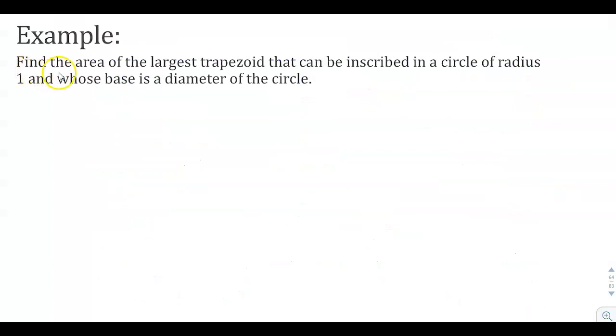In this next example, we're going to find the area of the largest trapezoid that can be inscribed in a circle of radius 1 and whose base is a diameter of the circle. So we are trying to maximize the area of the trapezoid, but our constraint, our restriction, is that the trapezoid is inscribed, it lives inside of a circle of radius 1, and the base of the trapezoid is a diameter of the circle. So let's go ahead and draw what's happening.